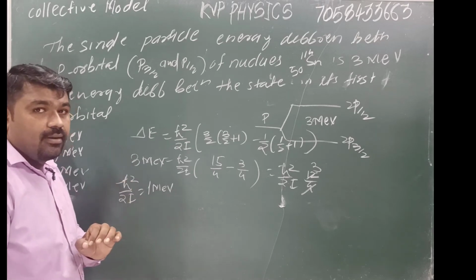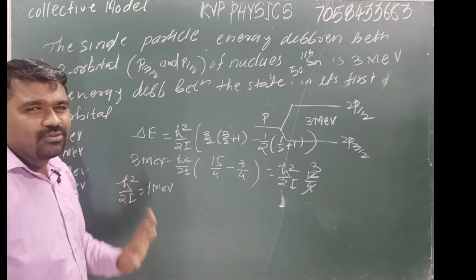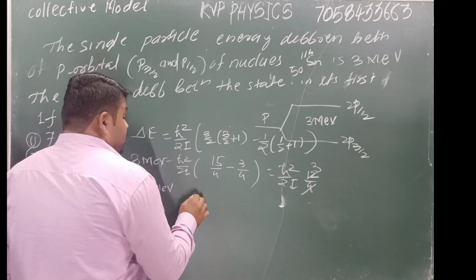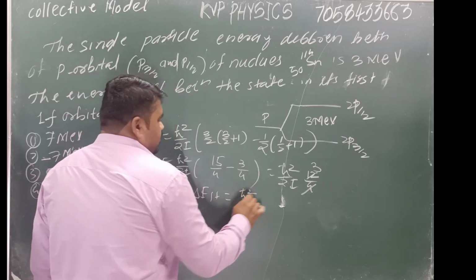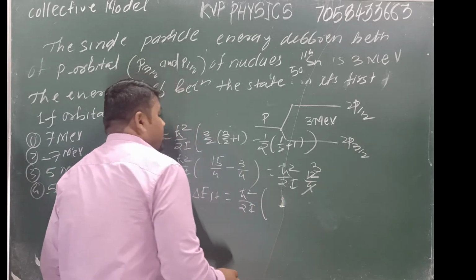Initially, we know that whatever data is given is for finding only the ħ²/2I value. Next, take the 1f splitting: delta E of 1f is equal to ħ²/2I times the difference. What is the f value?